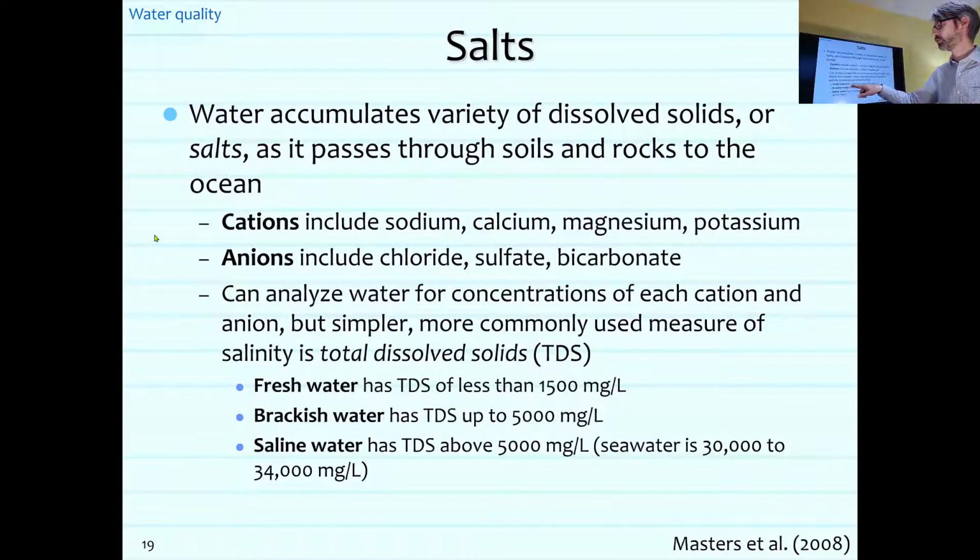Fresh water is classified as having a TDS of less than about 1,500 milligrams per liter. People drink water that has less than about 500 milligrams per liter. Brackish water, which is salty but not ocean salty, has total dissolved solids up to about 5,000 milligrams per liter. And saline water, in other words ocean water, has TDS values above 5,000 and really about 30,000 to 34,000 milligrams per liter.